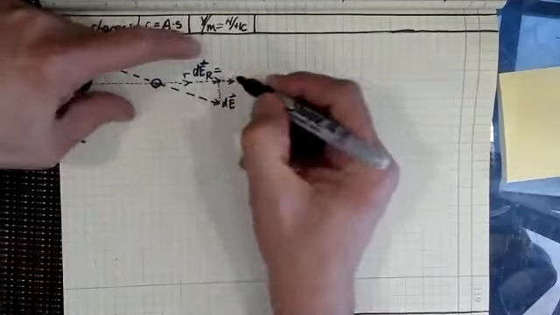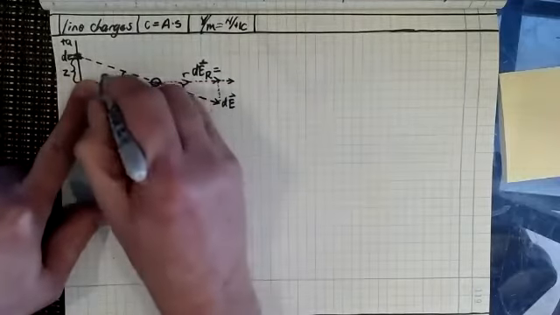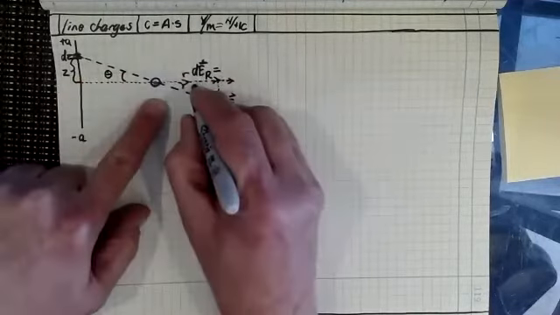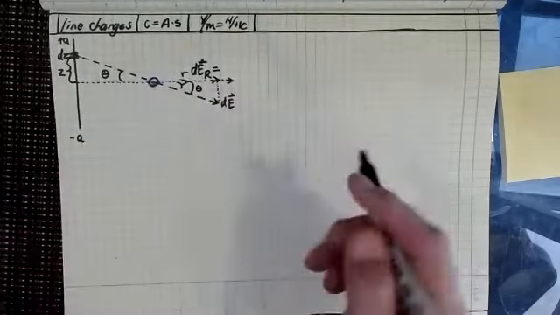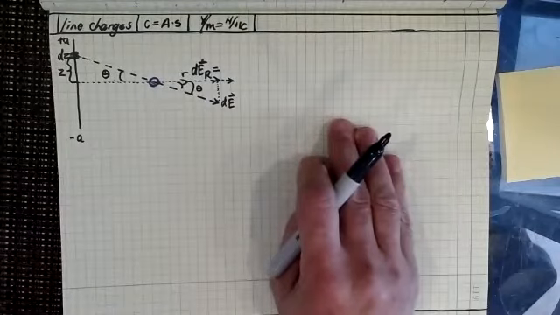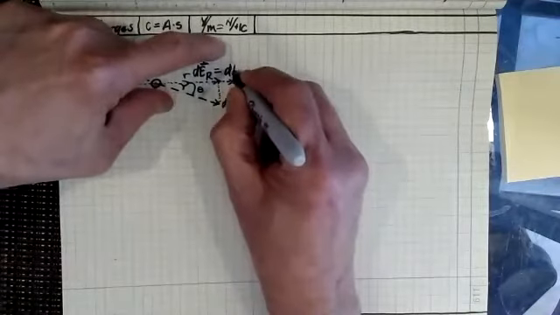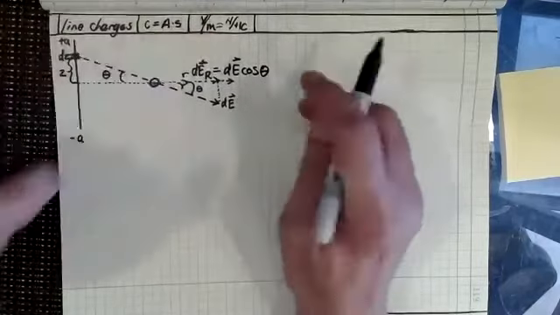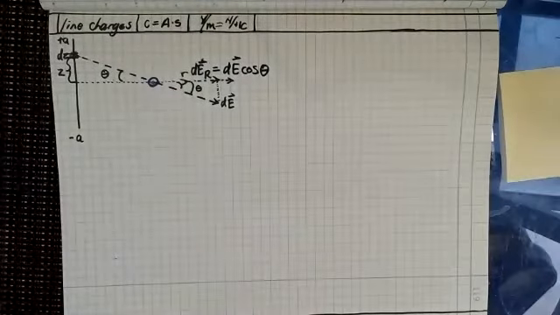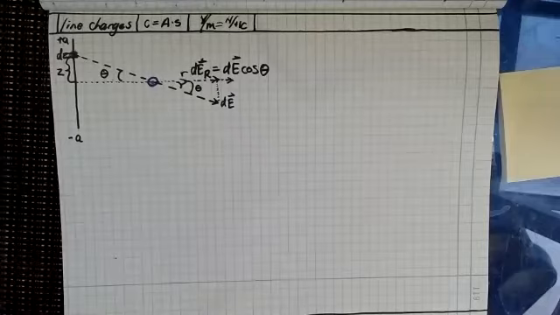Does everyone see that? And what would that actually equal? Because this angle right here, I'm going to call that angle theta. If I look at this angle right here, I'm going to call that angle theta too, because they're opposite angles, so they're the same. So this would just be equal to dE times the cosine of theta. Does everyone see that? Well, I hope everybody sees that, because that's what it is. I can't call it anything else.